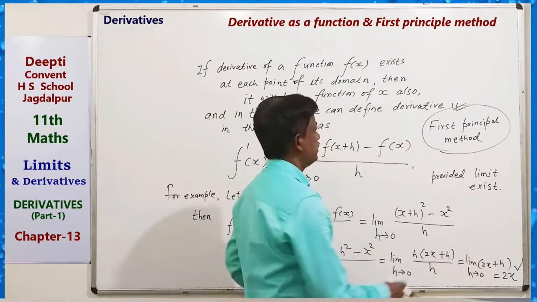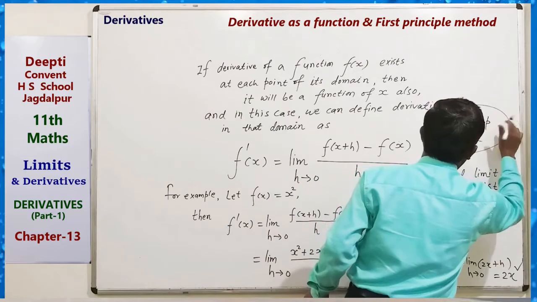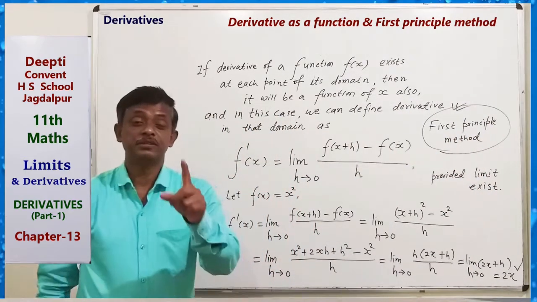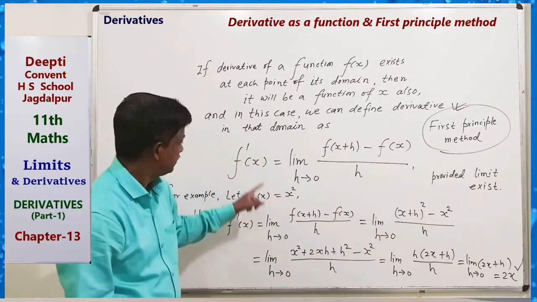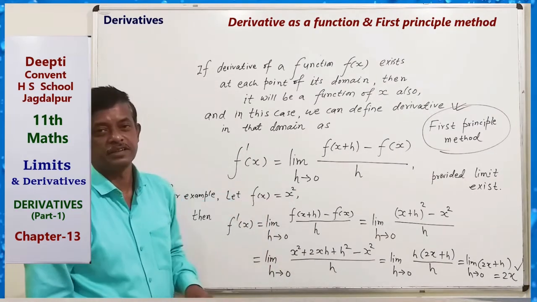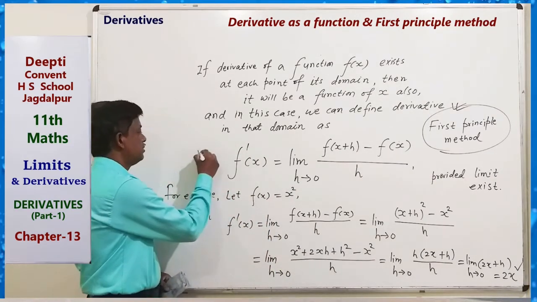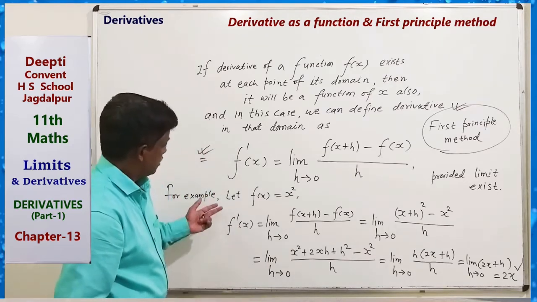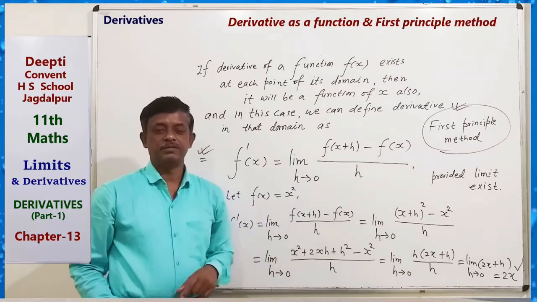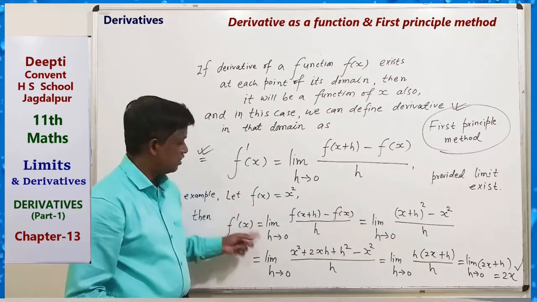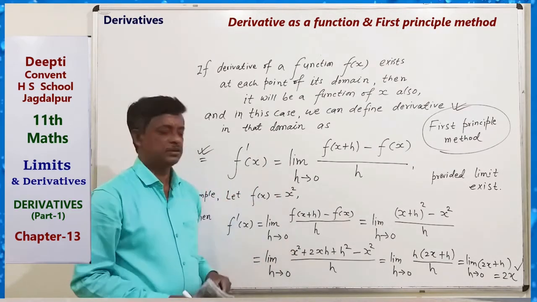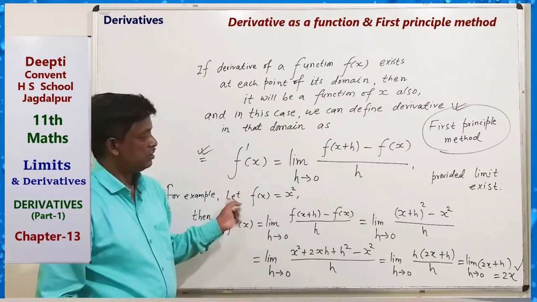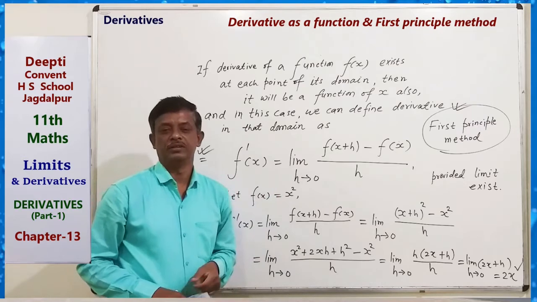First principle method. Derivative by using first principle method, that means this is the definition. This is called derivative by first principle method. Just like this, you can find the derivative of a function in terms of another function of x, if the derivative exists at all the points in its domain.